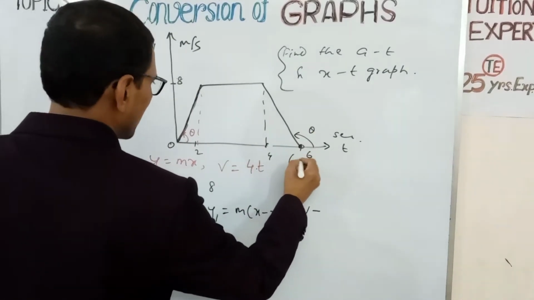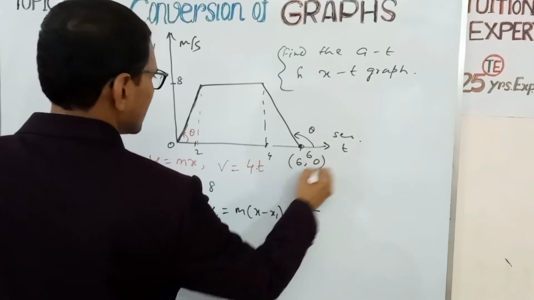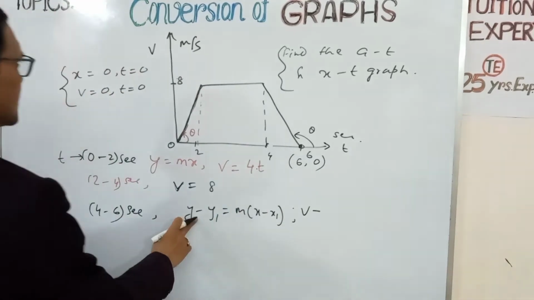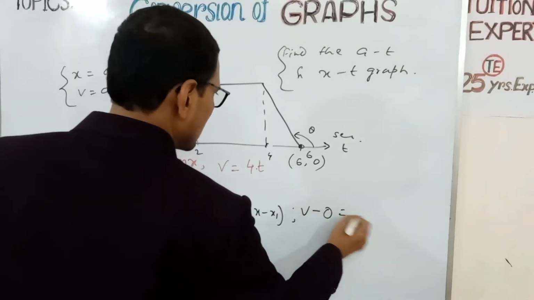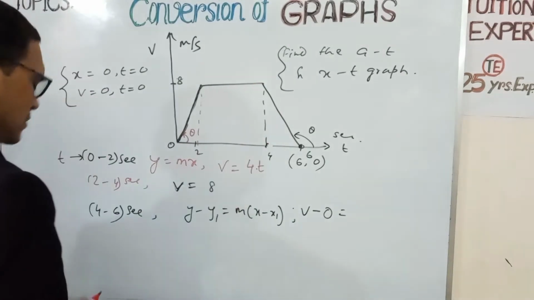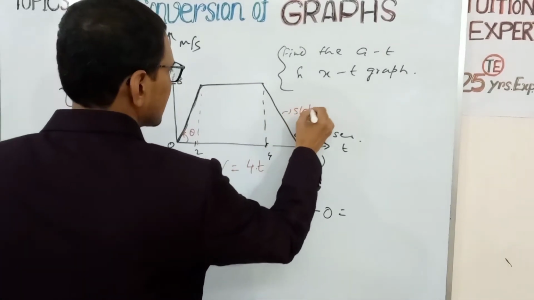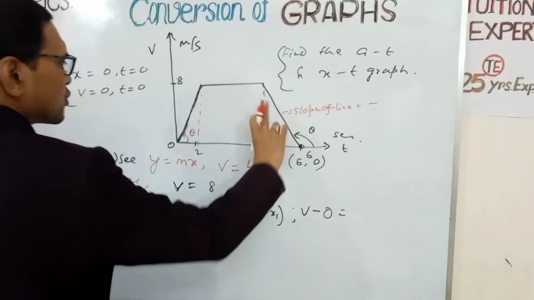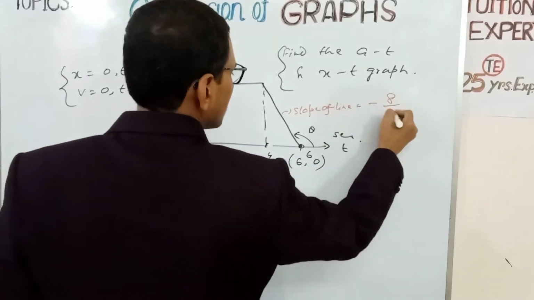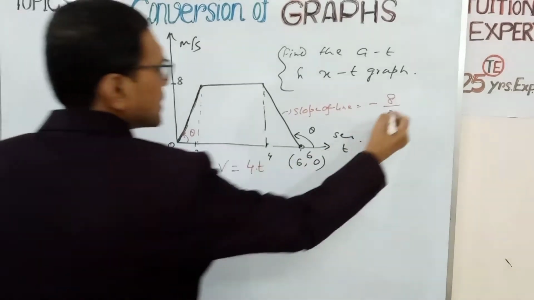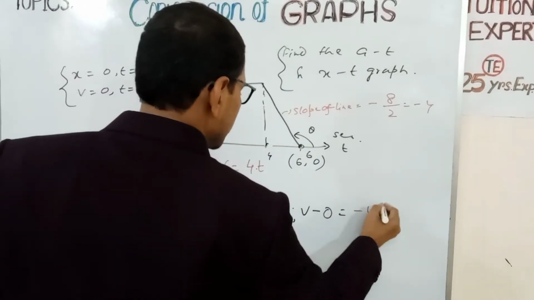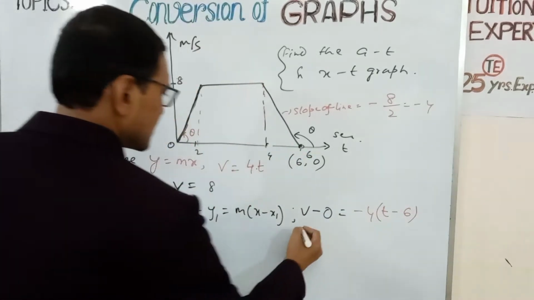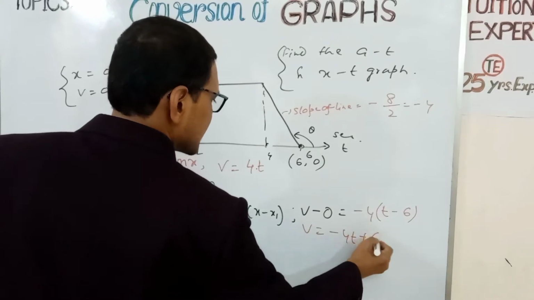What is the point here? Point is 6 comma 0, that is x1 is 6, y1 is 0. So this is v minus 0 equal to m. Here the slope of this line is negative, that is 8 by 2, because this is 2 and this is 8, that is minus 4. So slope is minus 4 into x, meaning t minus x1, meaning 6. So this is the equation, v equal to minus 4t plus 6, the equation.